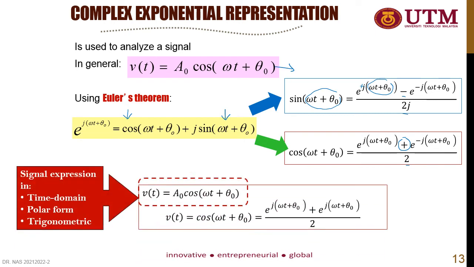So in summary, a trigonometric function can be written in exponential form by using Euler's theorem. The trigonometric function can also be called the polar form, or the time signal expression in the time domain, while the exponential form is called the complex exponential function.